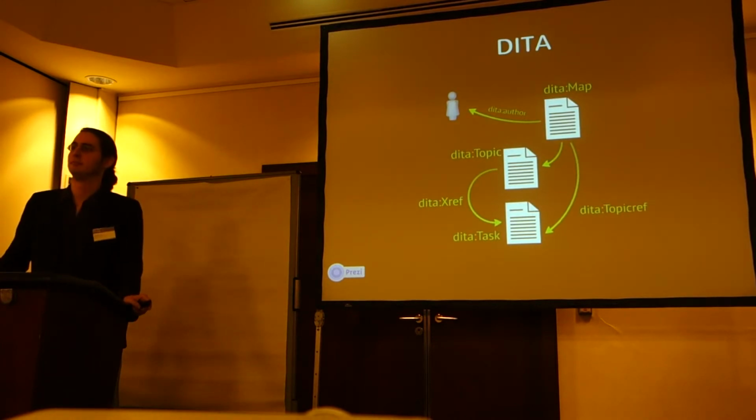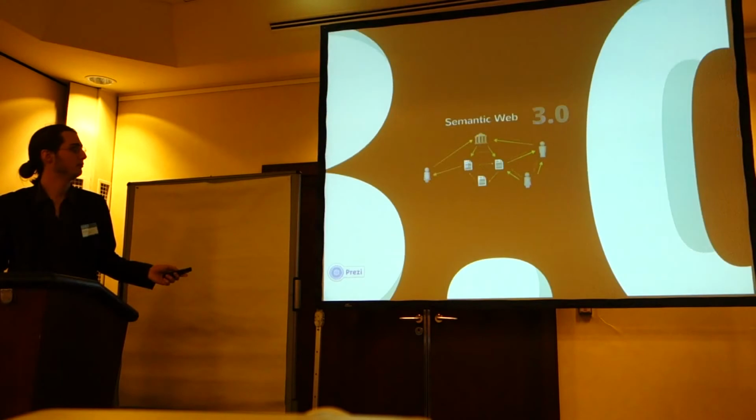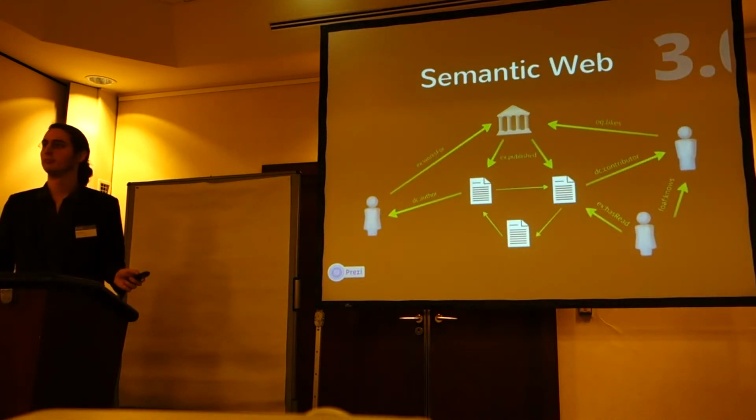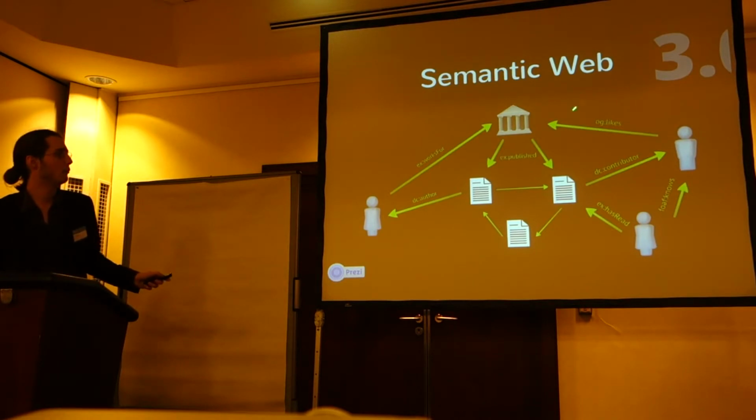Yes? Can you go back one and show us some of the other relationships? You said DC author, but we can't read any of that. Oh, sorry, my bad. So I also use this one from Open Graph, so that's the vocabulary created by Facebook that says likes. So this person likes this organization. This one I made up as an example, because you can also create your own terms very easily. So this person works for this organization. This organization published these documents.